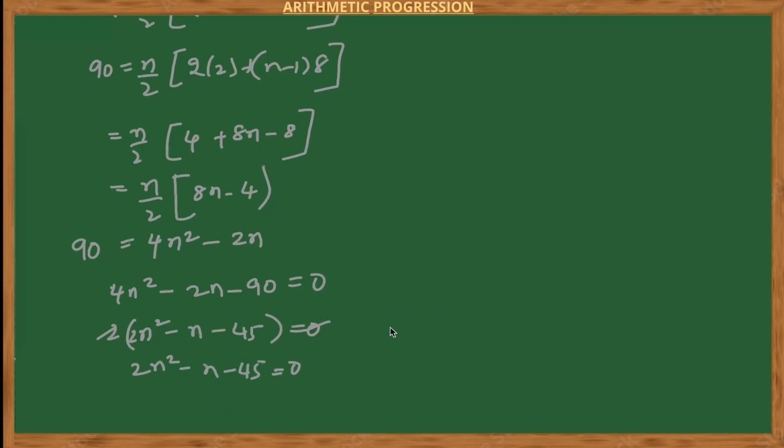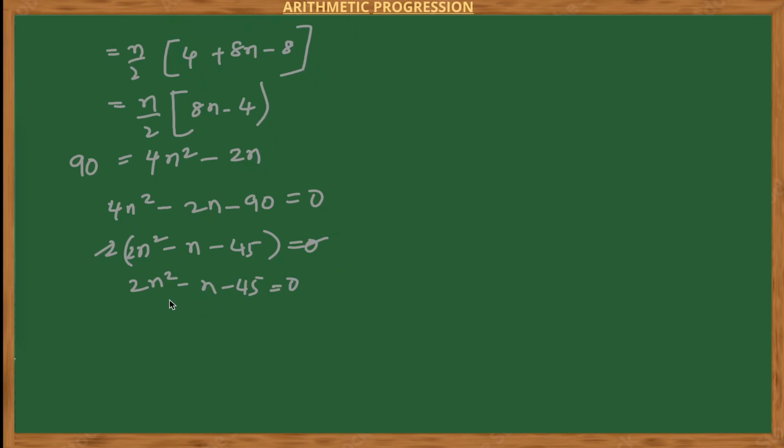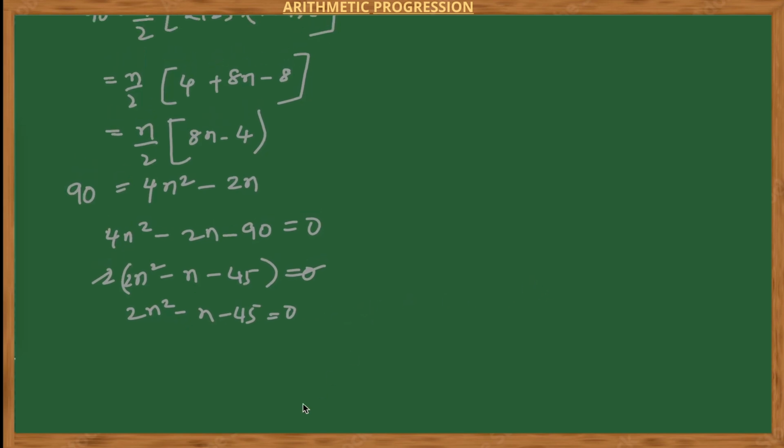Okay, so this is a quadratic equation. When you multiply, it should be minus 90, and when you add, it should be this. So let's do the factorization here. 90, which is 45 into 2, is 90 here. So let's take it here.